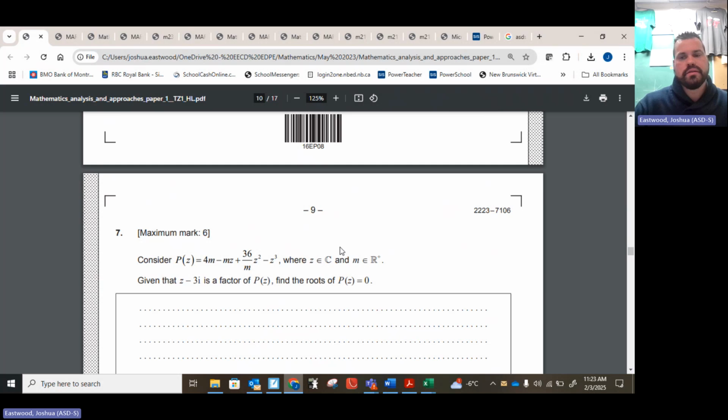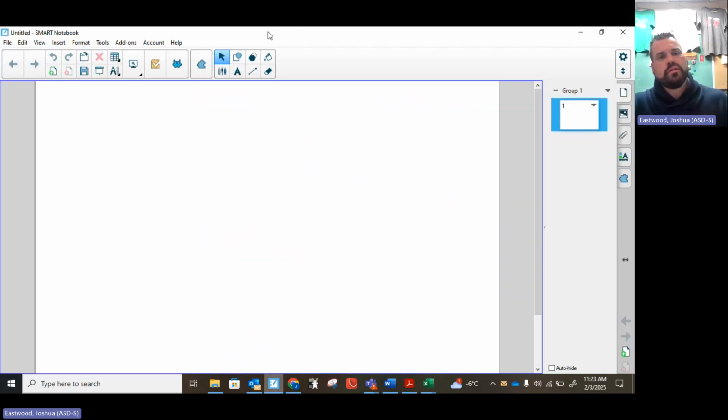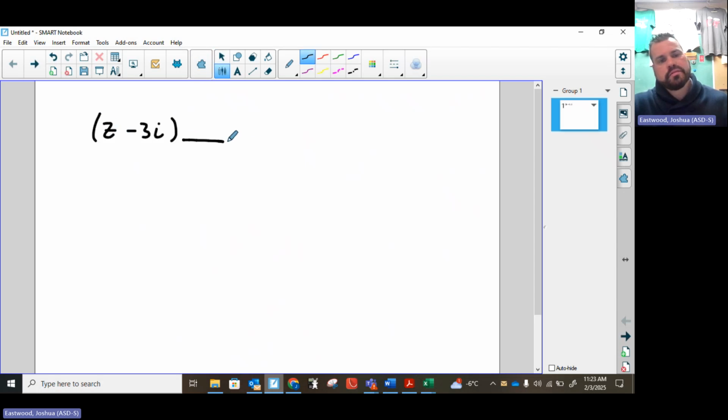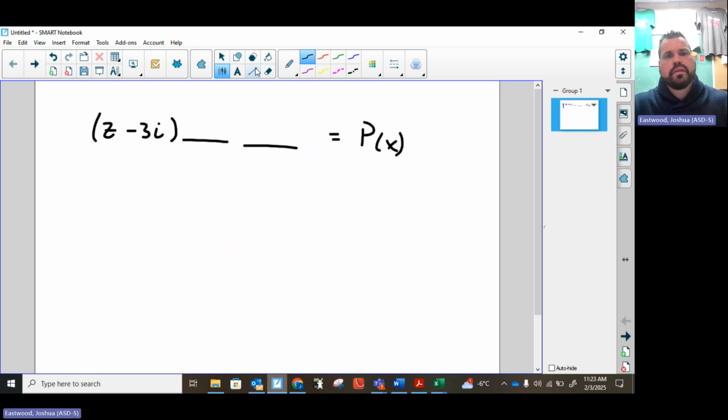So the first thing that you're going to recognize is the difference between a factor and a root. And if you look at the mark scheme, it just says 3i is a root, other complex number is minus 3i. So where are they getting that from? What they're telling you is that Z minus 3i times something is equal to that polynomial of Z. If it's a factor, that means that when we set that equal to 0, that is a solution. So the solution is that Z is equal to 3i.